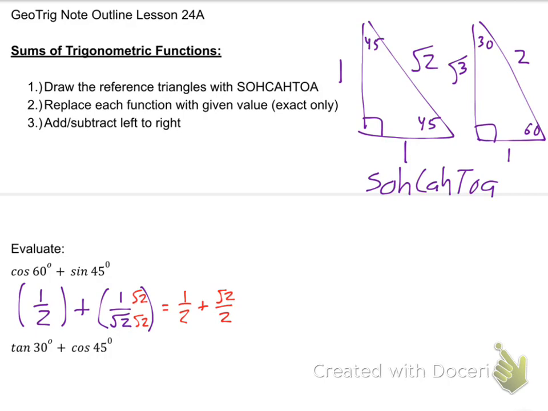So, what we have here is, I just have to finish it, put it together. I got my common denominator, so it becomes 1 plus square root of 2 over 2. Yeah. Done.